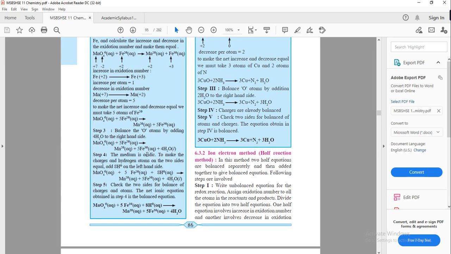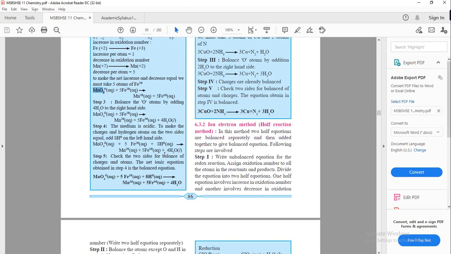Now we have to balance the oxygen atoms. On the left hand side there are 4 oxygen atoms, and on the right hand side there is no oxygen atom. So for one oxygen we add 1 H2O, and for 4 oxygen we add 4 H2O. So the reaction is written as MnO4 minus plus 5 Fe2 plus gives Mn2 plus plus 5 Fe3 plus plus 4 H2O.